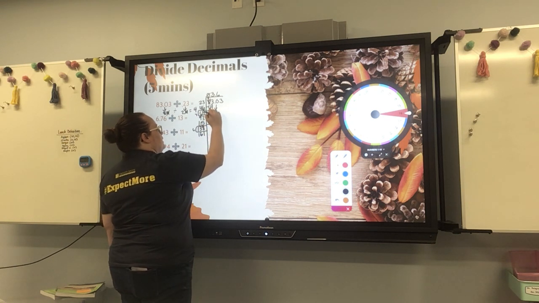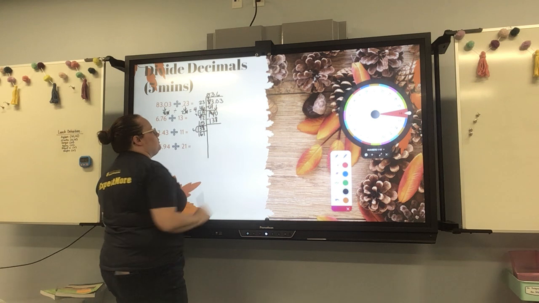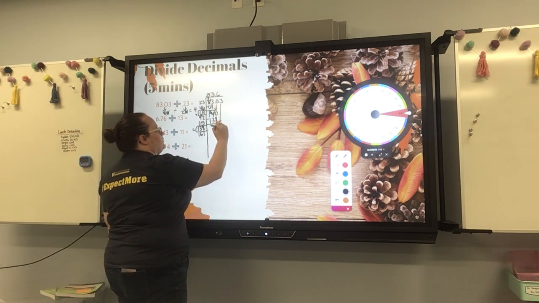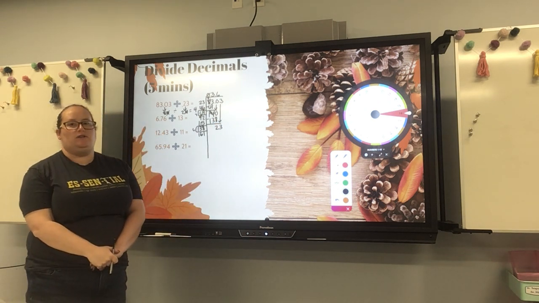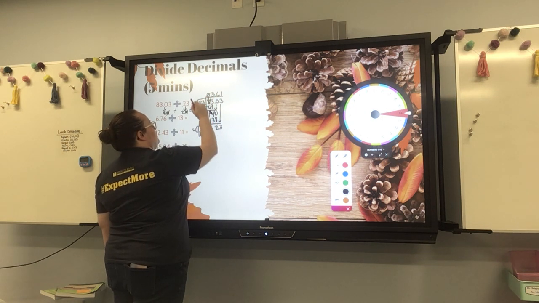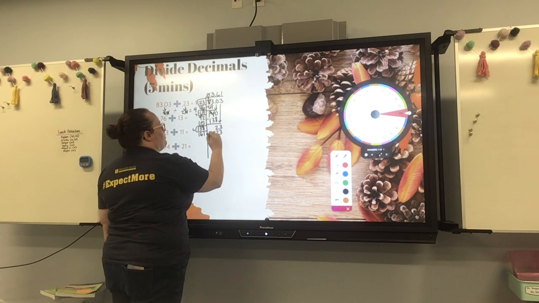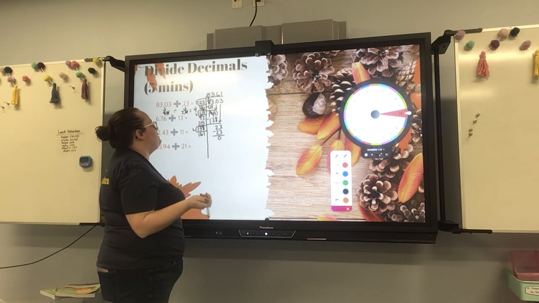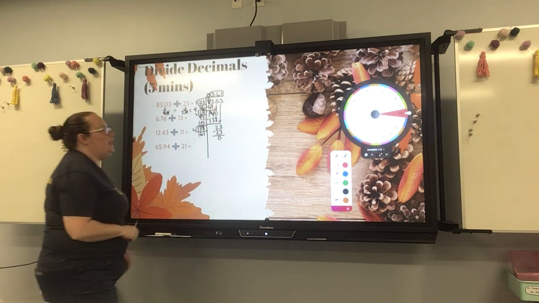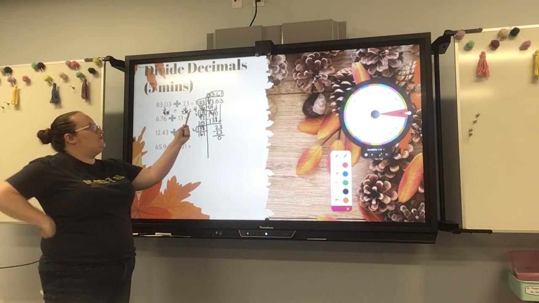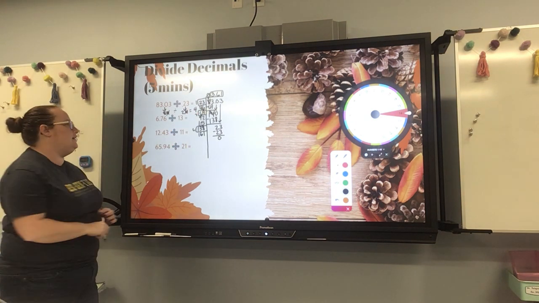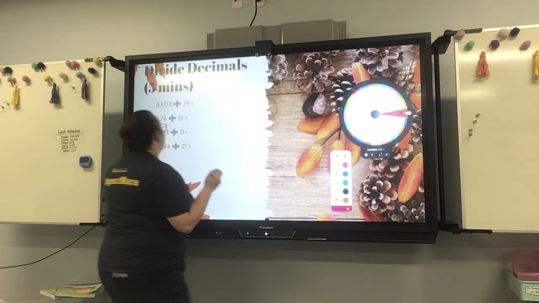I can't do 0 take away 8, so I borrow. The 4 becomes a 3 and the 0 becomes a 10. 10 take away 8 is 2. Bring down the 3. How many times can 23 go into 23? 1. 23 is on my list. I'm going to write a 1 up top, write a 23, subtract, that is 0. So my quotient would be 3.61 hundredths. If I compare, is 4 close to 3 and 61 hundredths? Yes, it is. Let's go to the next one.